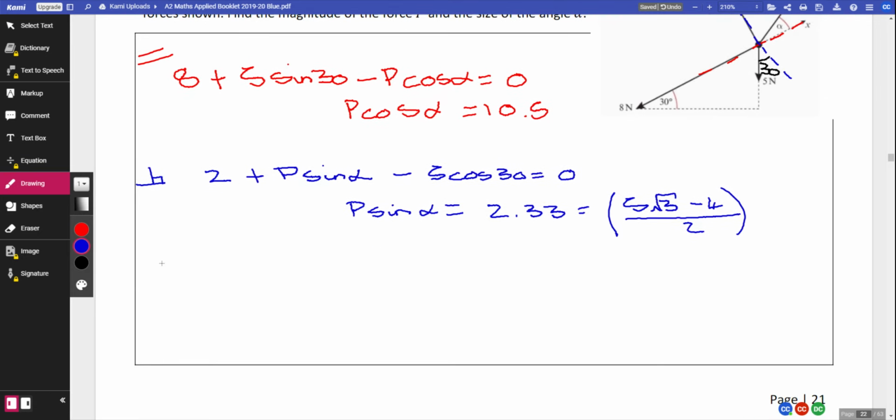So in order to find P and alpha, I'm going to use the same method as we would use if we were doing R cos of x plus alpha. If I divide the two equations, the blue equation divided by the red equation, we end up with sine alpha over cos alpha, which gives me tan alpha. So tan alpha is equal to 2.33. Remember, on my calculator, I've used the exact value. Inverse tan on that leads to alpha equal to 12.5 degrees to 3 significant figures.